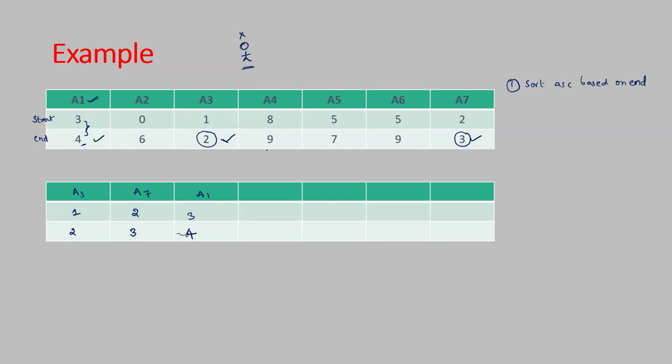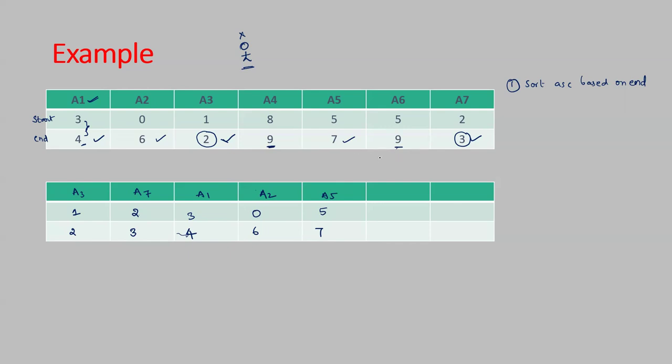Next, 4 is completed, no 5. Here we have 6. This 6 I am writing here, whose starting time is 0 and the activity is A2. Next, 7. So 7 is the next activity ending time, whose starting time is 5 and the activity name is A5. Next, here we have 9. This A4 activity is ending at 9. A6 activity is also ending at 9.